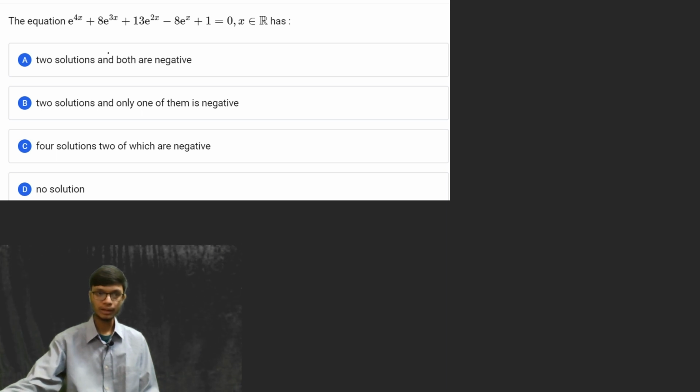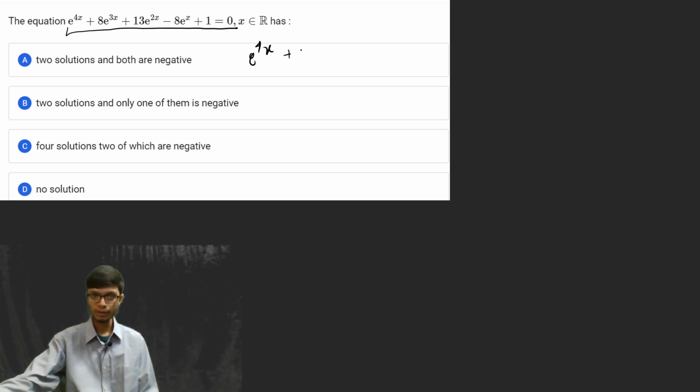So what you can see from here, it is asking that this particular equation is equal to 0, then x has what type of solution. So if you look at the equation, that is e raised to the power 4x plus 8 e raised to the power 3x plus 13 e raised to the power 2x minus 8 e raised to the power x plus 1 is equal to 0.